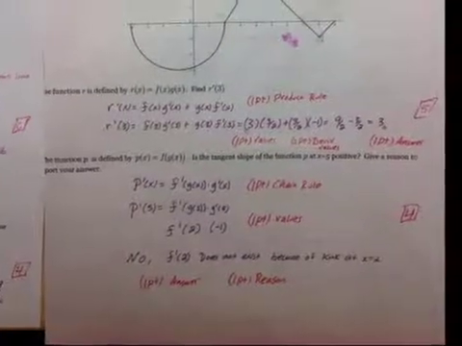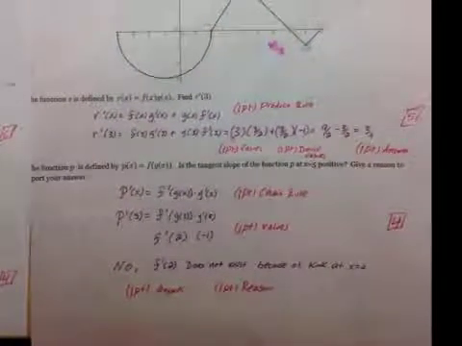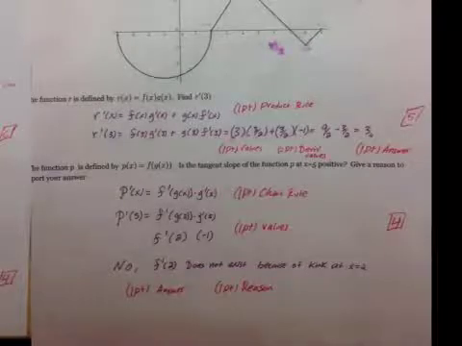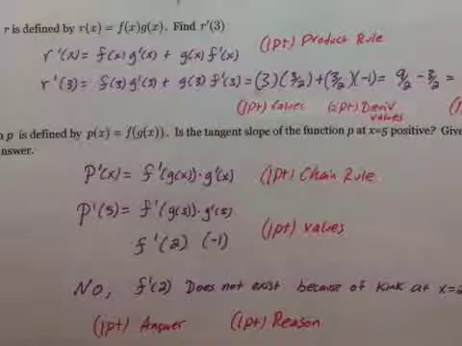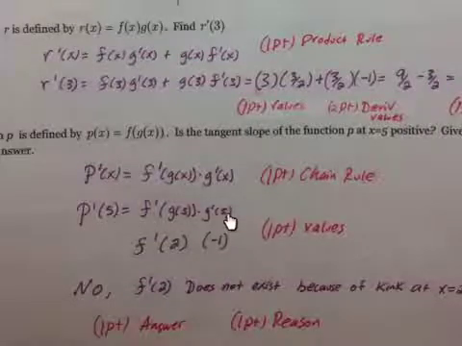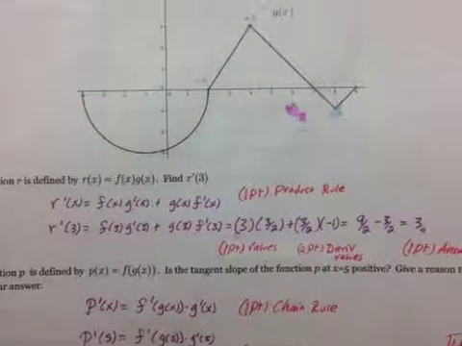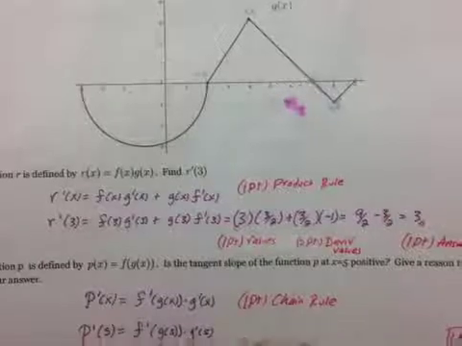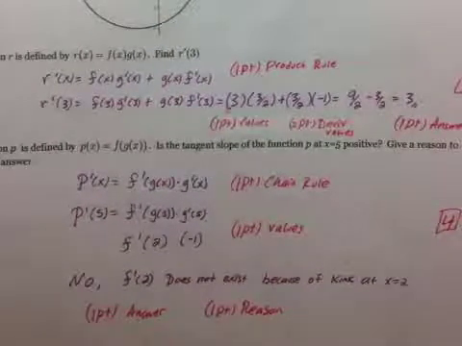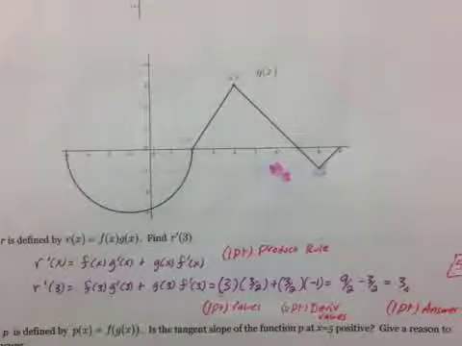For the last part, it's asking if the tangent slope is positive, so you do the derivative with the chain rule. And what happens is that when you plug in g of 5, g prime of 5 is the slope at 5 of g, and the slope of this line segment is the same as negative 1 over 1. That's how I got this value. G of 5 is the value at 5 of g. So g of 5 is 2.